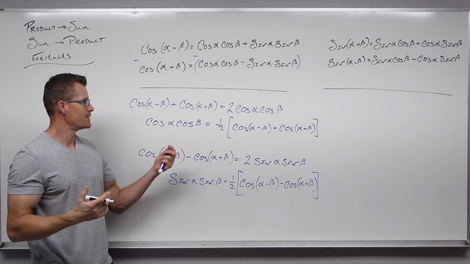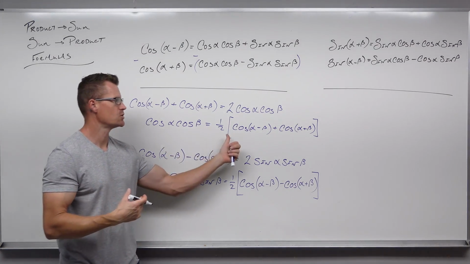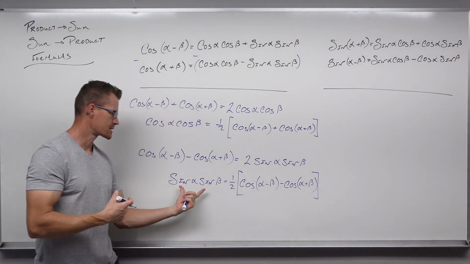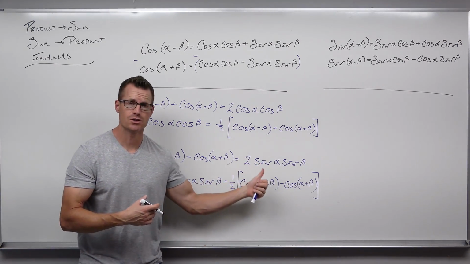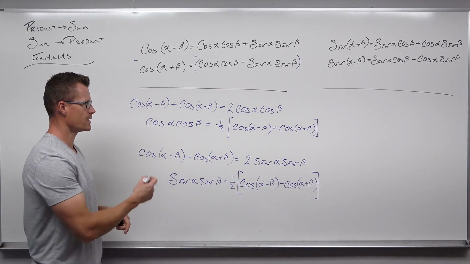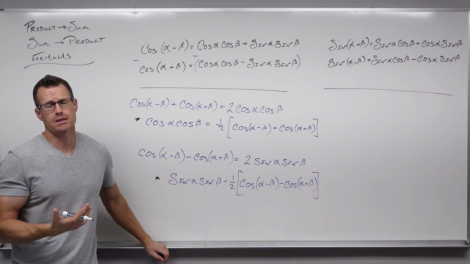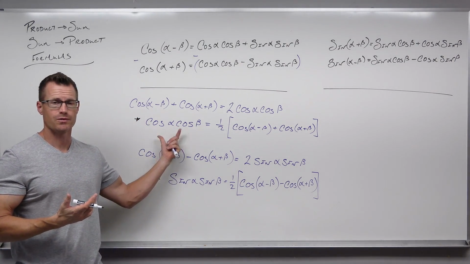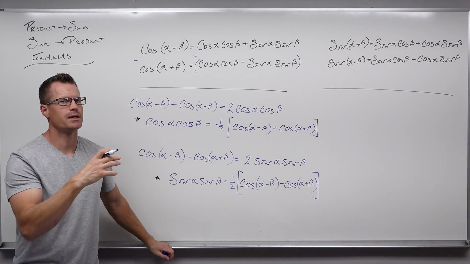Notice what they do. They take a cosine times a cosine with different angles and change it into a sum. They take a sine times a sine function of 2 different angles and change that into a difference, or a sum with a negative. So these are our first 2. Now, what's the only one that's missing? Well, we got cosine cosine, we've got sine sine. What we don't have is a sine cosine or a cosine sine.